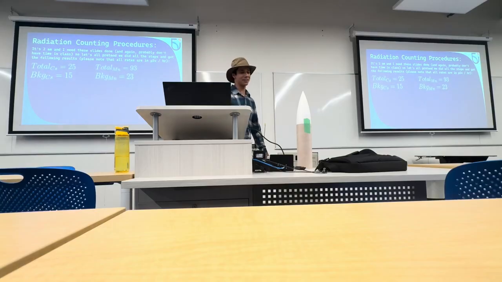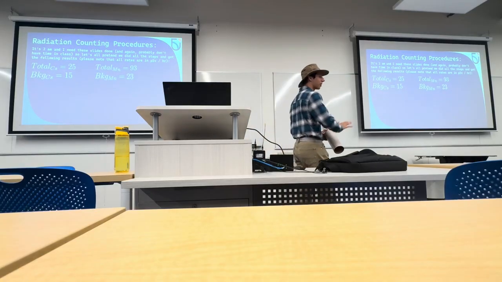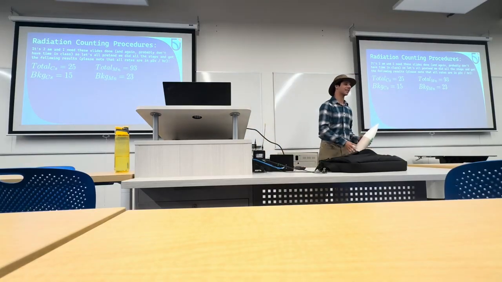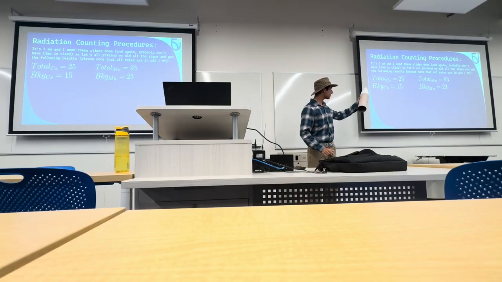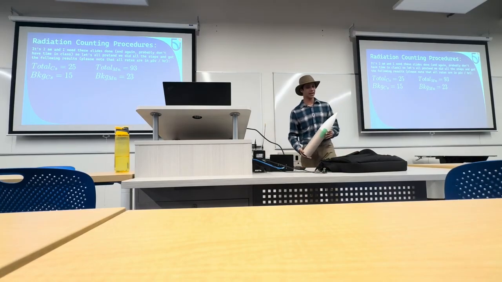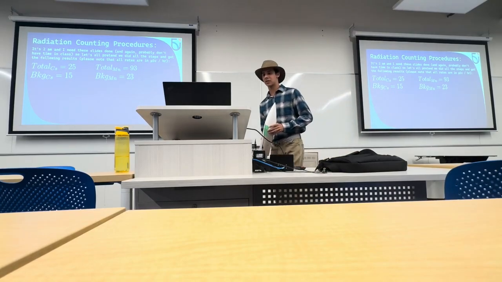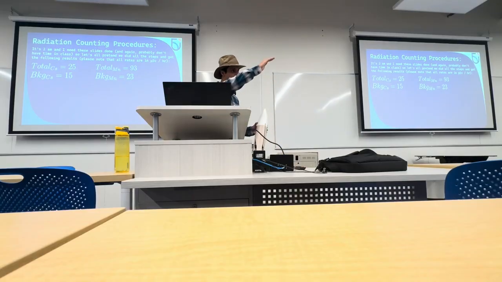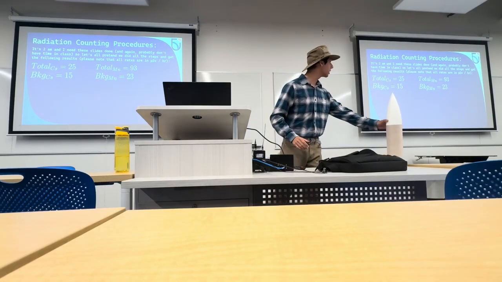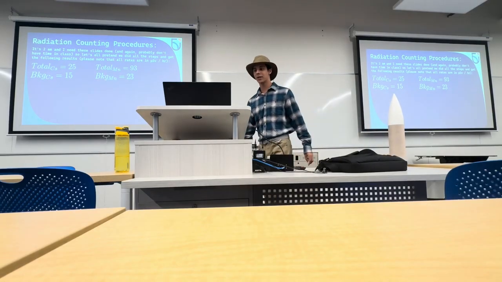All right, so this is what you measure in the stable. We're not going to do the spectra thing because, again, that takes time that we don't have. Total cesium is 25. Background on the cesium measurement was 15. Remember, because we're drawing a line, the backgrounds for our different peaks are going to be different. Total manganese was 93. Background manganese was 23.